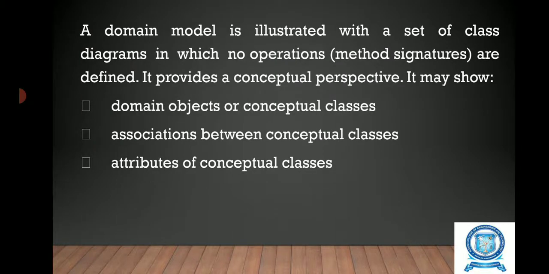It is illustrated with a set of class diagrams in which no operations are defined. It provides a conceptual perspective. It may show the domain objects or conceptual classes, the associations between them and the attributes of conceptual classes. So mainly it implies all these three things: the domain objects, associations and the attributes.